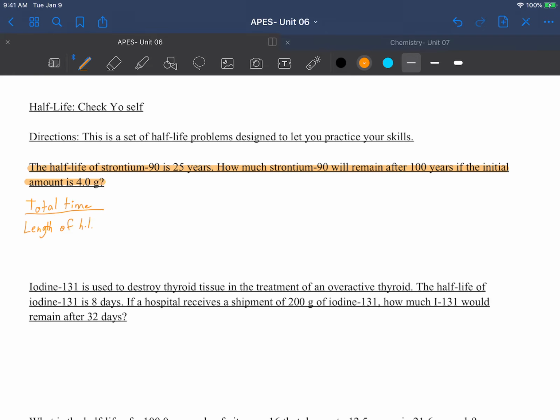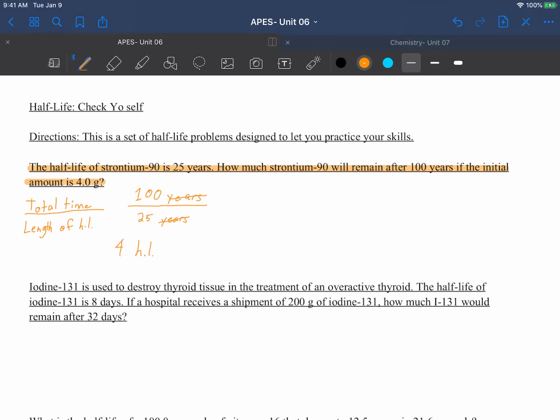Our total time is 100 years. That came out of our problem. And our length of a half-life is 25 years. That also came out of the problem. 100 divided by 25 is 4 half-lives. So that's cool. But again, that doesn't answer our question. Our question wants to know how much of a sample would remain.